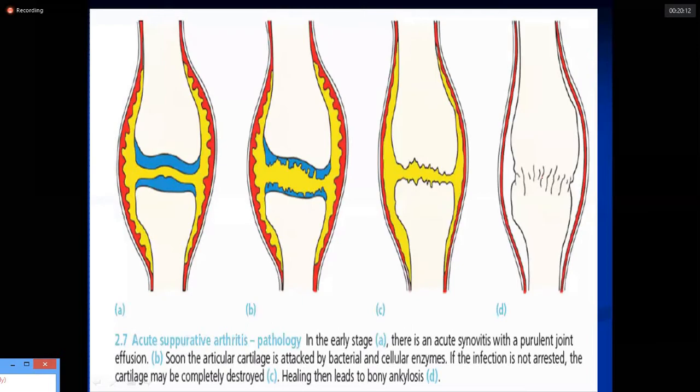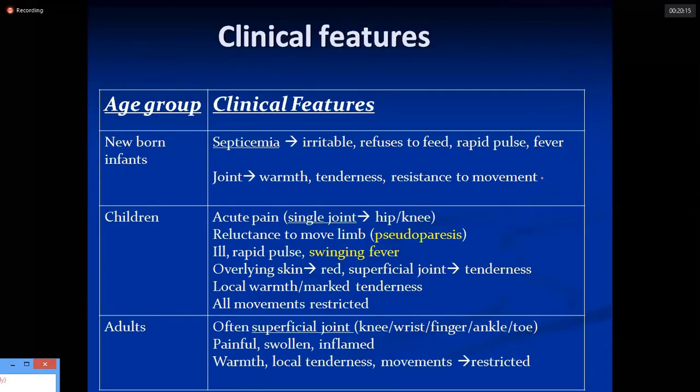Again, clinical features: in newborns, it is usually septicemia. The child is irritable, refuses to feed, there is rapid pulse, there can be fever, warmth, tenderness, and resting movement. In children, the child is usually reluctant to move the joint, and this is called pseudoparesis. It is not truly paralysis of the joint, but because of the pain the child is reluctant to move the joint. There can be swinging fever, and all the acute features of infection and inflammation will be there.